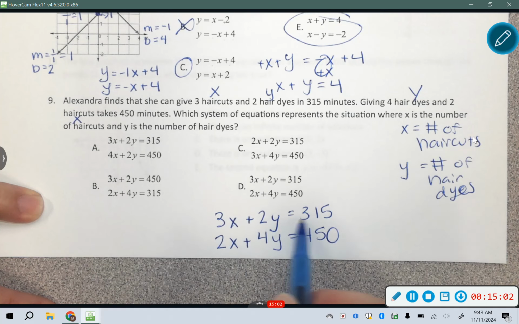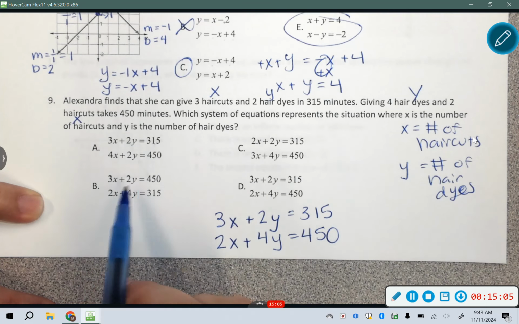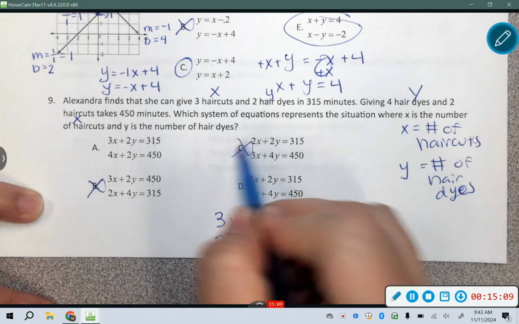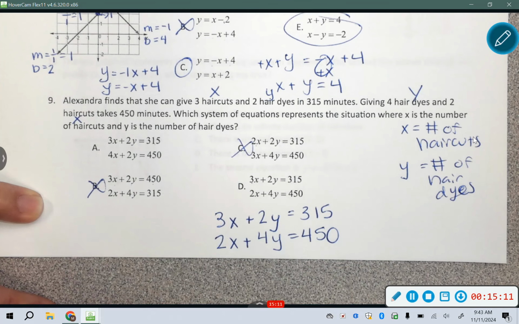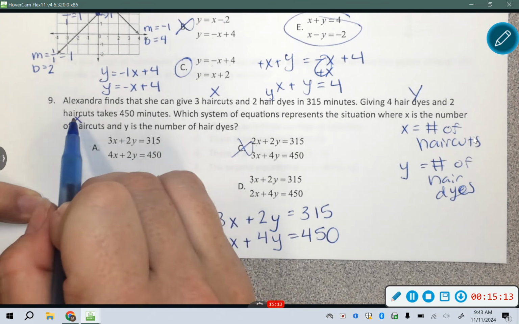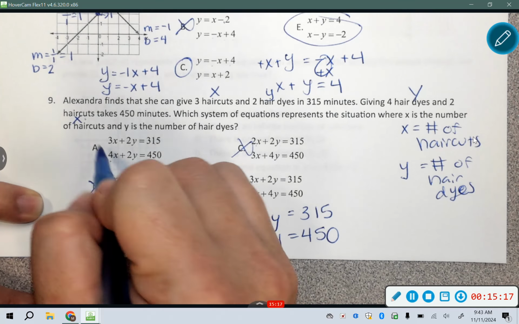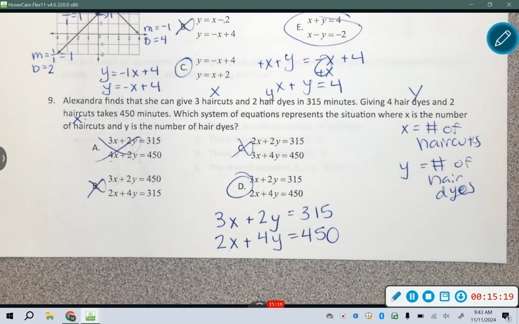So I have 3x plus 2y equals 315. 3x plus 2y is 315. 3x plus 2y, not it. 2x, nope. So 3x plus 2y is 315. So I'm between these two. And I have 2x because x is haircuts and it says 2 haircuts. So 2x, this has 4x. So D is my answer.